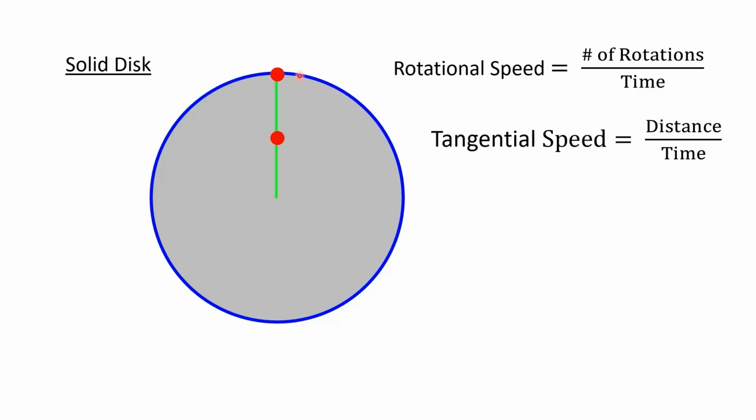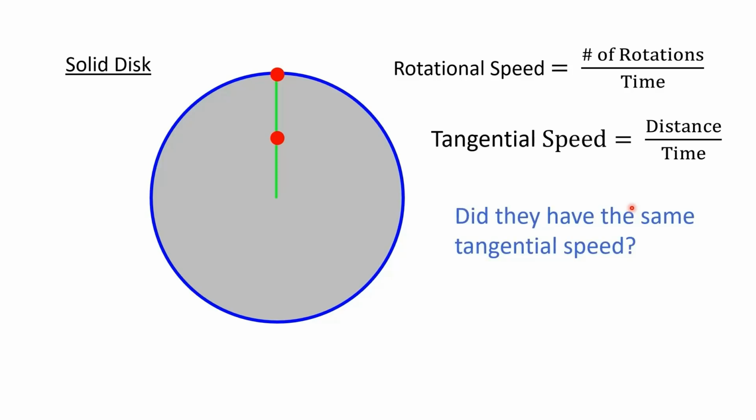So here I've marked two different particles. I'm going to have these move around, and I want you to consider this to be a solid disk. So think of these as two smudges on a spinning DVD or two bugs on a turntable, however that works. As they move, I want you to consider this question. Did they have the same tangential speed? Well, let's just watch.